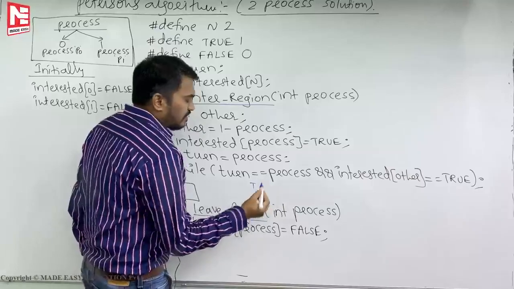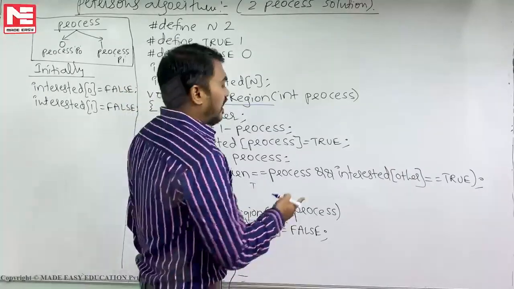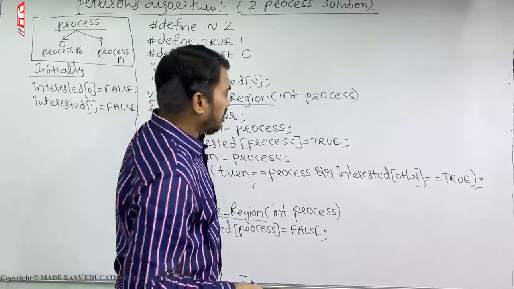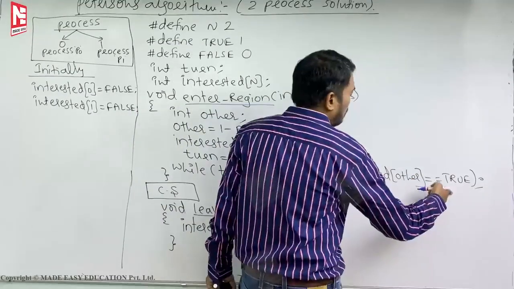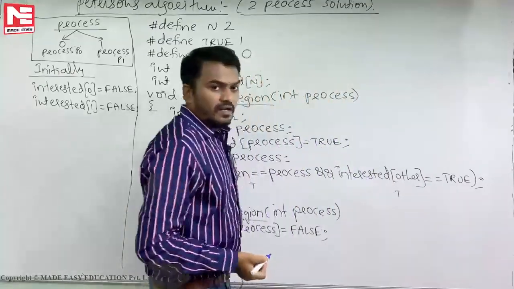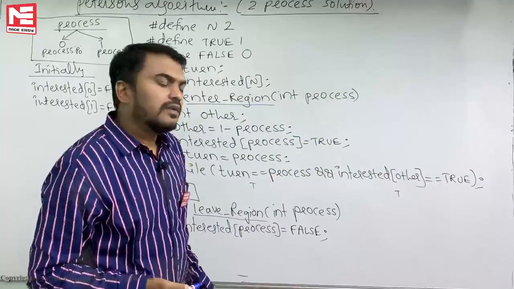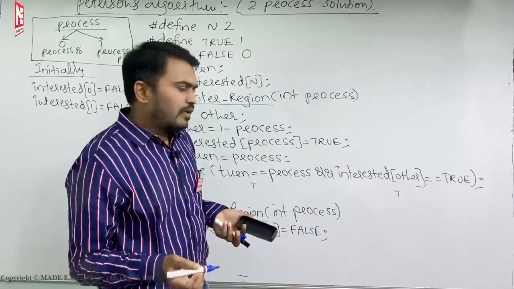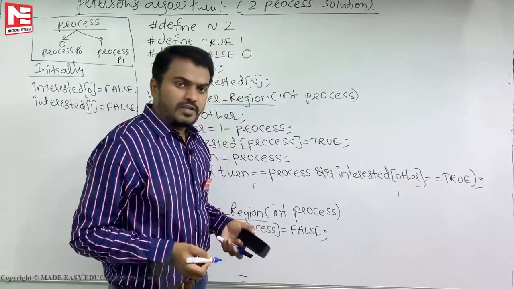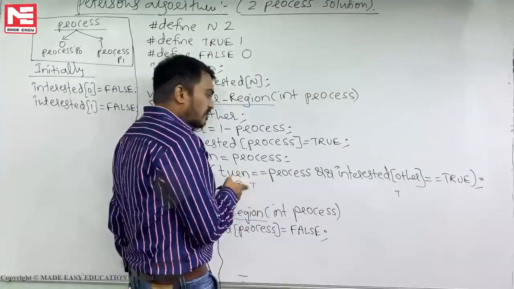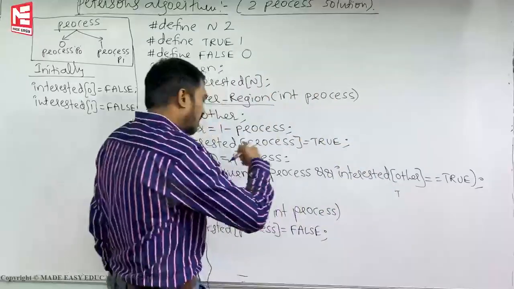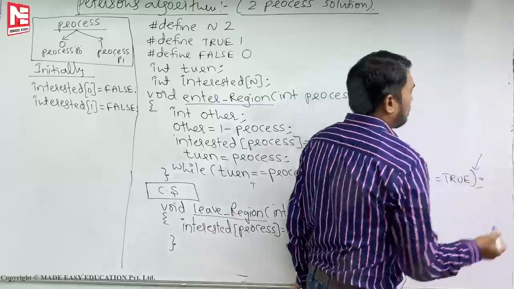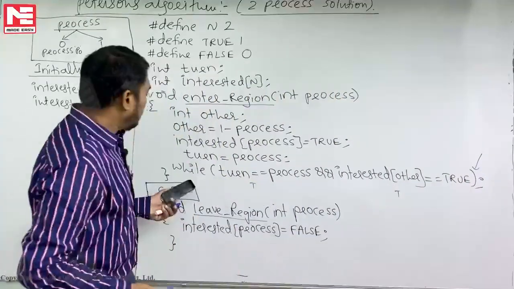Remember, if this condition is true, and this is an and, a double ampersand, and interested of other is also true. Let us say for example this is also true. It's an and operation. What happens in an and operation? If both are true, then only the condition becomes true. Simple and operation. So if this is true and this is true, then the entire condition becomes true, and the process will stop here.